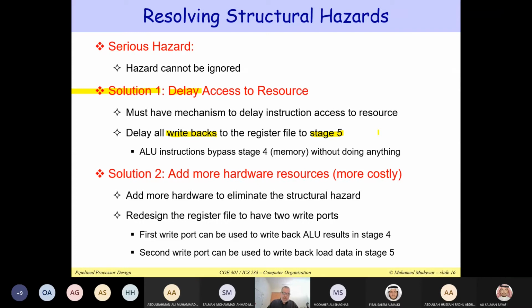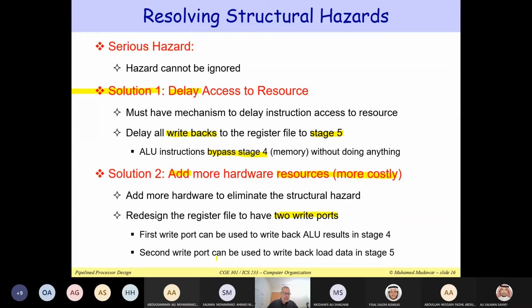Now, if you have an ALU instruction, what does it do in the memory stage? It will do nothing, so basically we are delaying its access. The ALU instructions are going to bypass stage number 4, which is the memory stage, without doing anything. That would be a good solution, and that will resolve the structural hazard. There is a solution number 2, in which we add more hardware resources, which is more costly, but it is a solution. So we can have 2 write ports, meaning we allow 2 instructions to write to the register file during the same cycle.